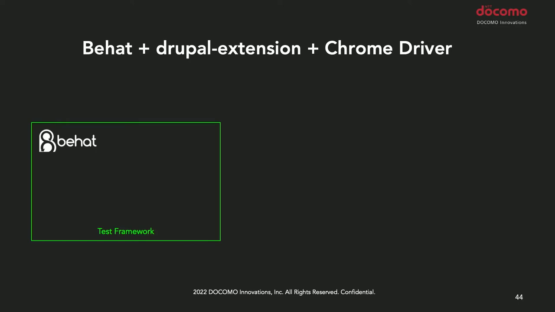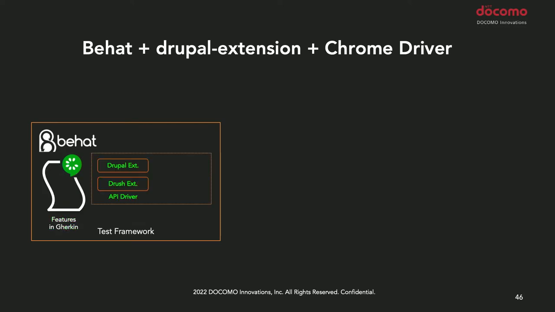Behat is the test suite framework for BDD, which consists of several components. In Behat, we have feature files, which are a set of test scenarios written in so-called Gherkin syntax. And we install some extensions and libraries to support Drupal and Drush and the browser testing by web drivers. So we will use some extensions for Drupal website testing.